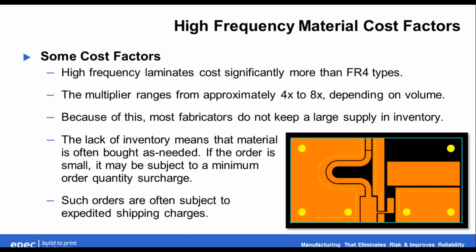And that lack of inventory means that the material is often bought as a spot buy as needed. And if the order is small, it may be subject to a minimum order quantity surcharge. So that's kind of how you get up to that 8x figure. You get a lot of charges thrown at you sometimes on those small orders. And in some cases, if you're in a hurry, you're also paying expedited shipping, which is just one more thing to think about. But if you can plan your project ahead of time a little bit, give yourself a little bit of extra time, some of that material cost, especially the shipping, can be at least made less obnoxious.